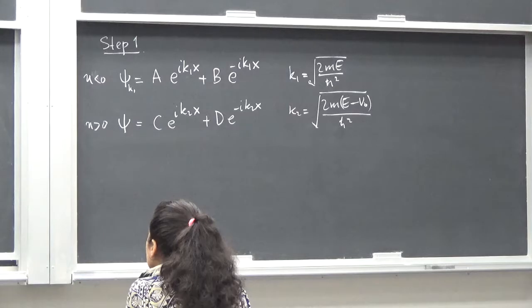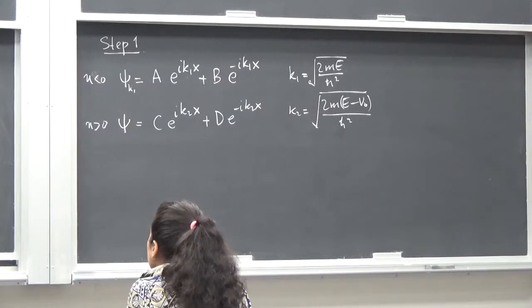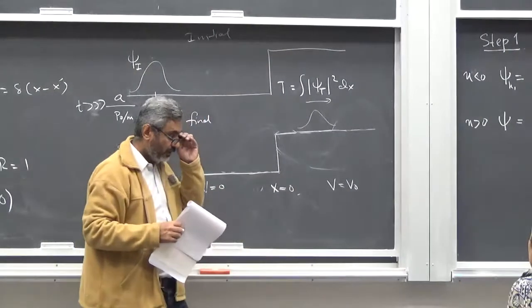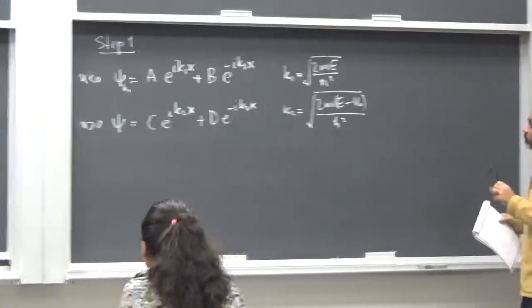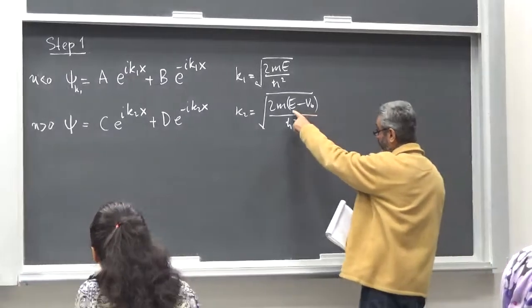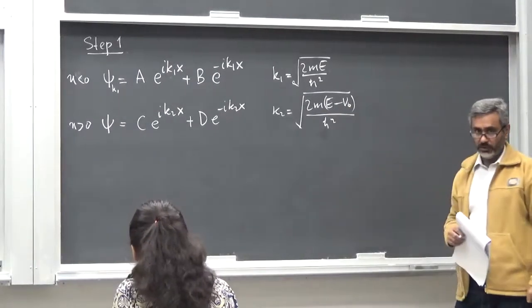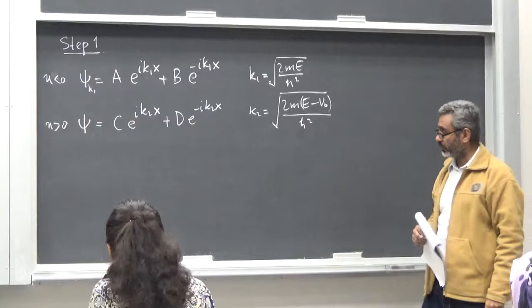Because we want, in the limit t going to infinity, something transmitted that goes to infinity. This will not go to infinity. For completeness, we should include these, but they will not contribute to the final result. So I'm talking about when E is greater than V naught. Those are the things. Okay.